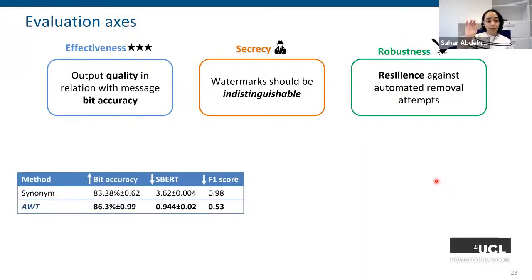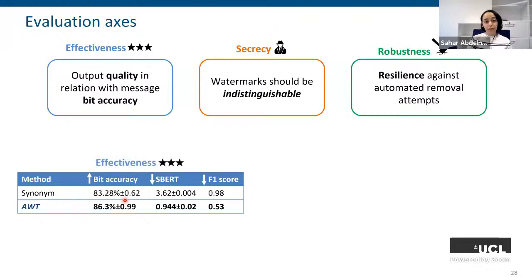Okay, so I'll not be going into more details about the evaluation, just a sneak peek. In that work, we compared AWT to a synonym substitution baseline that we proposed. These are based on fixed rule-based substitutions. And we found that our solution achieved a much better trade-off between the different evaluation axes.